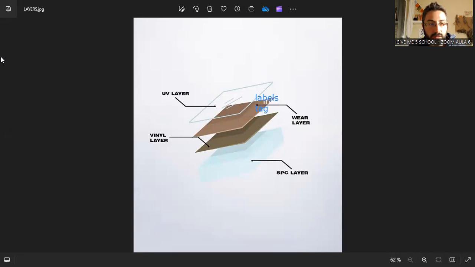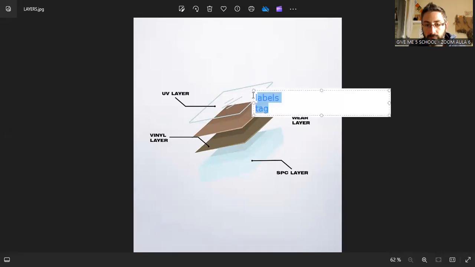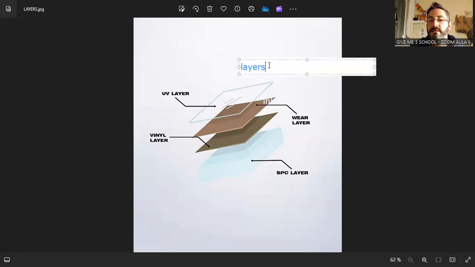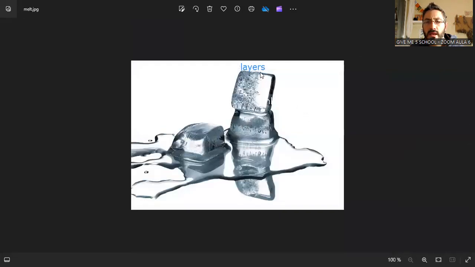Layers. Let's write it here. Layers are capas. So different layers are the layers, for example, of a Tetra Brick. Okay, Tetra Brick, for example, has different layers. So layers are this, different layers, capas. And I think we still have one, right?